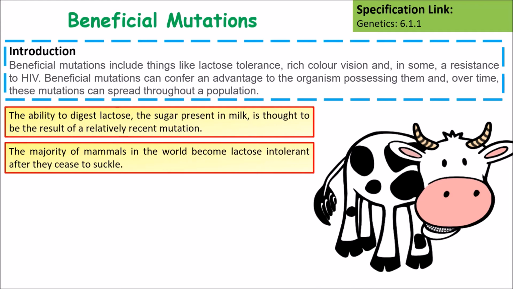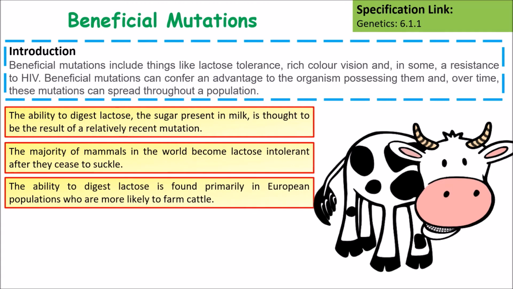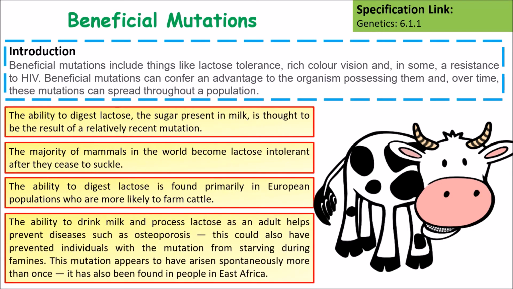The majority of mammals in the world become lactose intolerant after they cease to suckle. The ability to digest lactose is found primarily in European populations who are more likely to farm cattle. The ability to drink milk and process lactose as an adult helps prevent diseases such as osteoporosis. This could also have prevented individuals with mutations from starving during famines. This mutation appears to have risen spontaneously more than once and has also been found in people in East Africa.